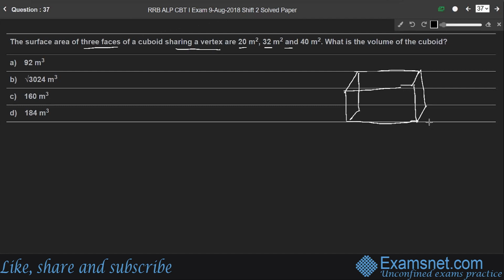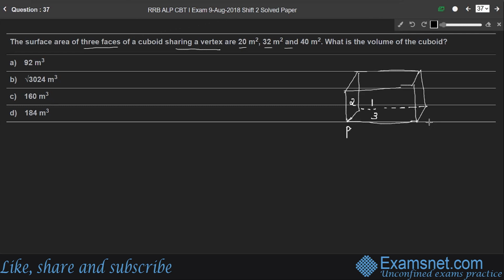Sharing a vertex. So they are sharing a common vertex. If you consider a vertex, for example vertex P, then 3 faces are sharing that single vertex. So face 1 is the front face, face 2 is the left face, and face 3 is the bottom face. So 3 faces are sharing the same vertex, and whose surface areas are 20, 32 and 40.